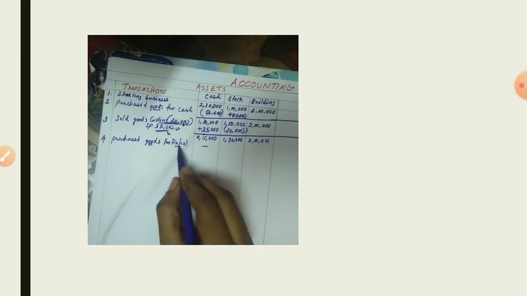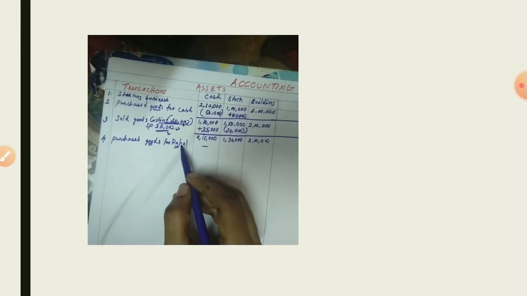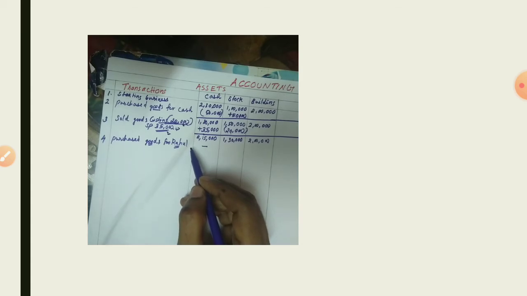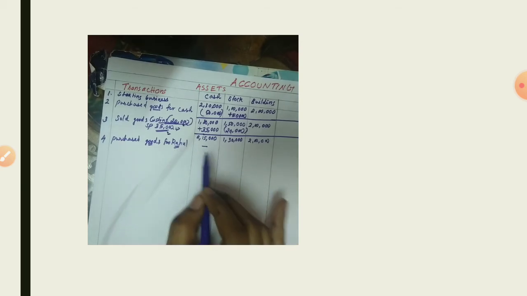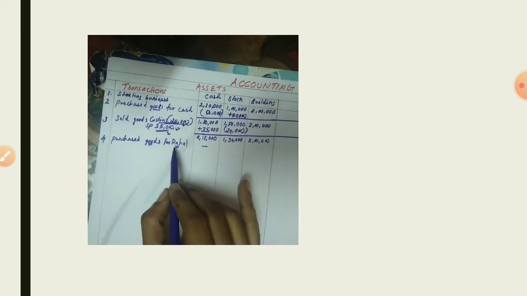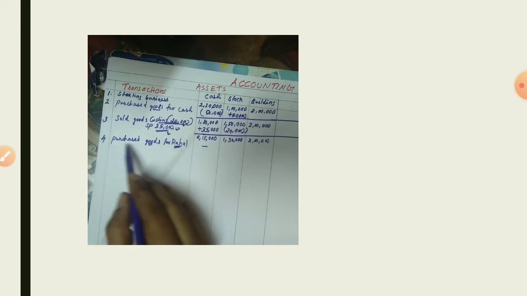So when a name is there, remember. Suppose they say purchased goods from Rahul for cash, then money is involved. If the word cash is there, then money is involved. If no name is there and only rupees are given, then also money is involved. But when only a name is there, then it is a credit purchase or credit sale. Now here it is a credit purchase.